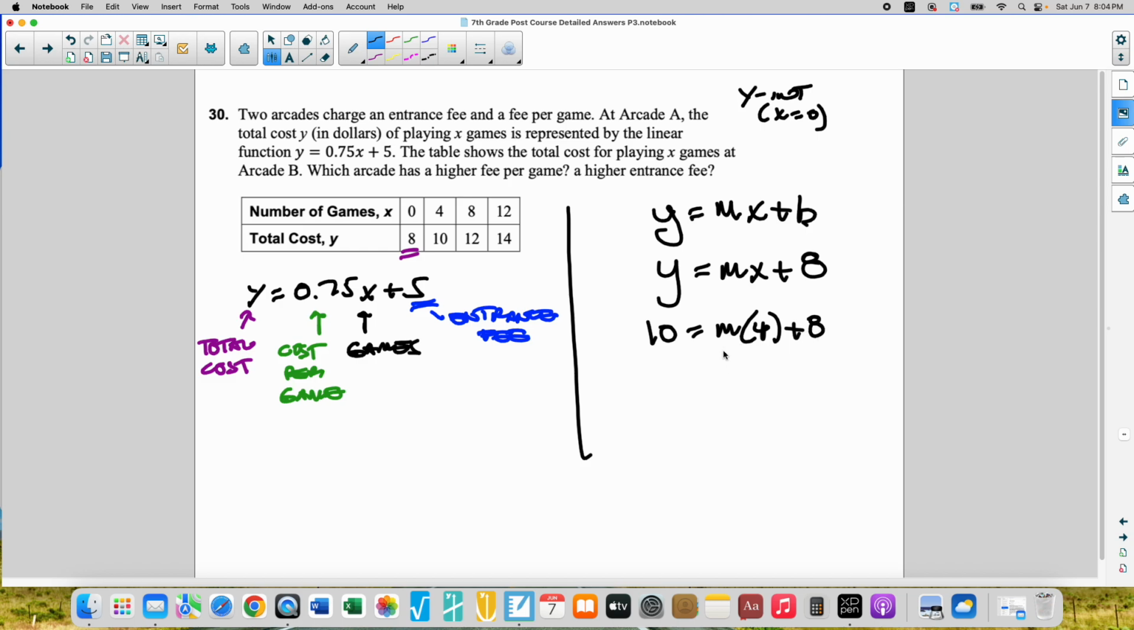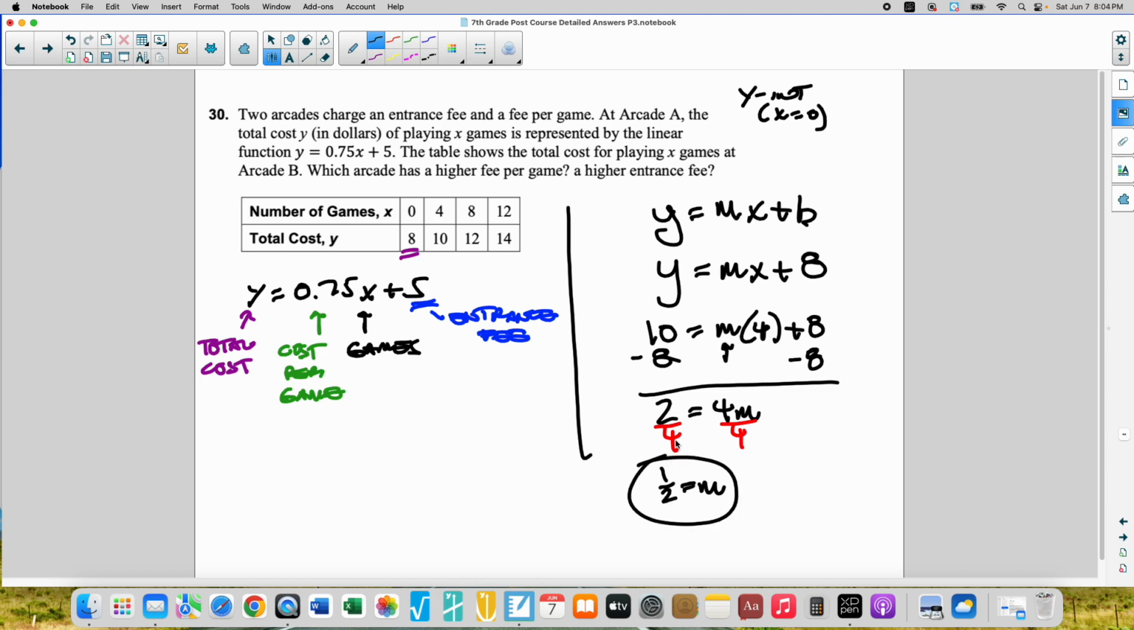And this allows me to find that rate per game. So I'm going to subtract 8. That leaves me 2 equals 4m. I put the coefficient in front of the variable. I'm going to divide by 4, and I get 1/2 equals m. So that's the cost per game. It's in the same location. M in this example is the cost per game. B is the entrance fee. So it costs me 50 cents per game.